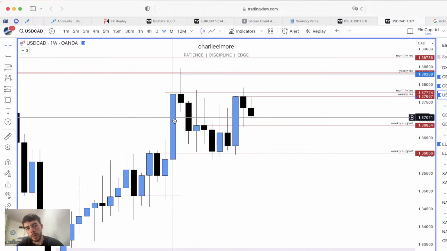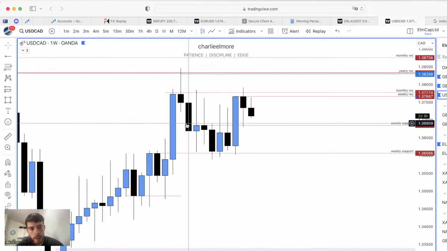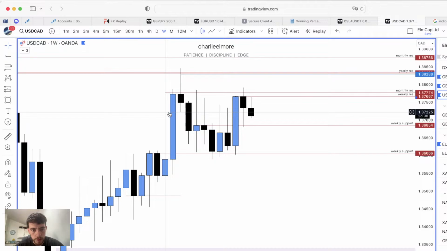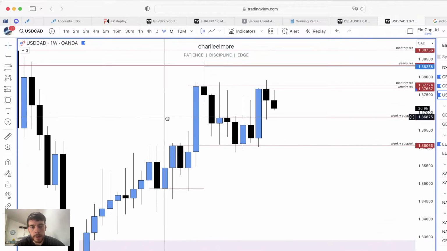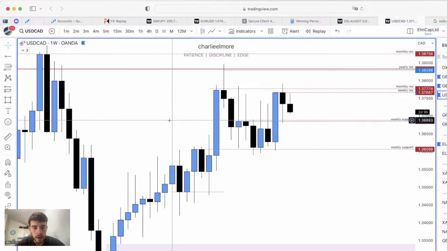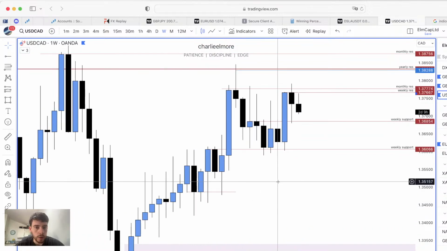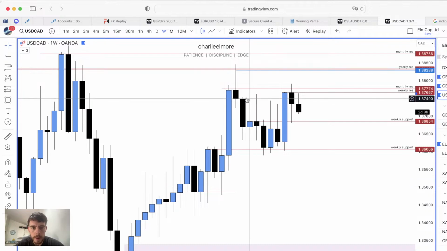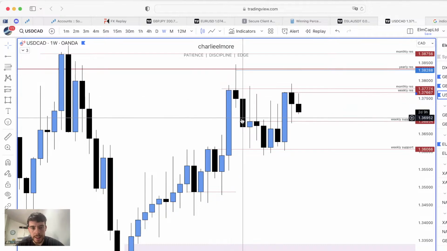Why is that? Because the 3-pin pattern is an indication that price wants to reverse. Okay, so it's a candlestick pattern basically. That's something you can back test, look over. It doesn't work 100% of the time. Nothing does within the markets. We all know that. But it gives us a fairly decent hint as to what could potentially happen.